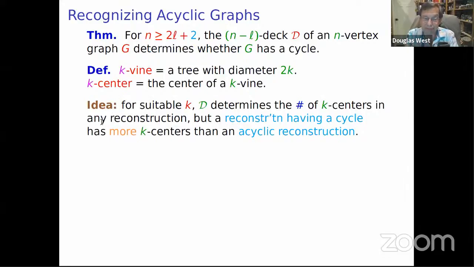So the idea behind the proof is to find, for a suitable k, that the deck determines the number of k-centers in any reconstruction. But a reconstruction having a cycle is going to have more k-centers than a reconstruction without a cycle. Or to put it another way, we will get an upper bound on the number of k-centers in an acyclic reconstruction and a lower bound on the number of k-centers in a reconstruction that has a cycle. And since those values have to be the same, you get an inequality. And when you simplify that inequality, it tells you that n has to be at most 2l plus 1. Okay, so when n is at least 2l plus 2, you couldn't have both of those reconstructions.